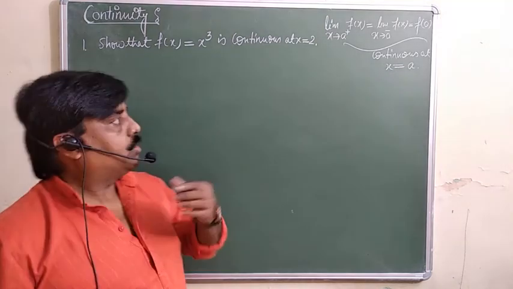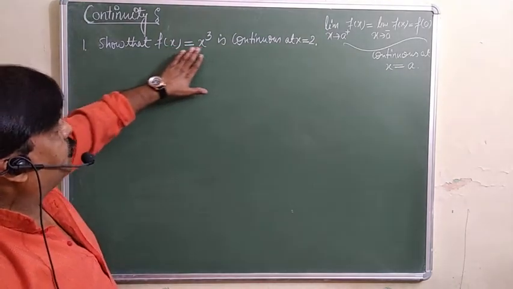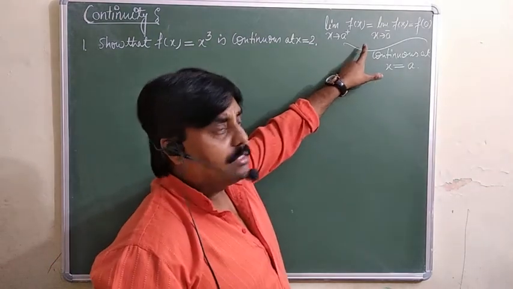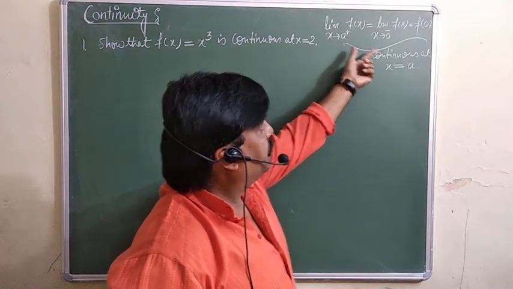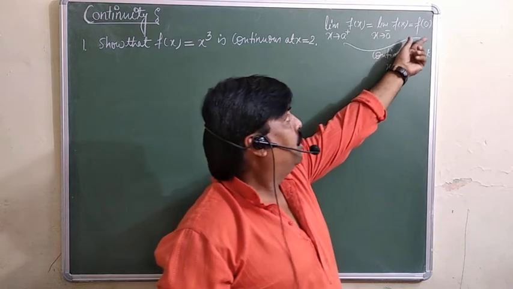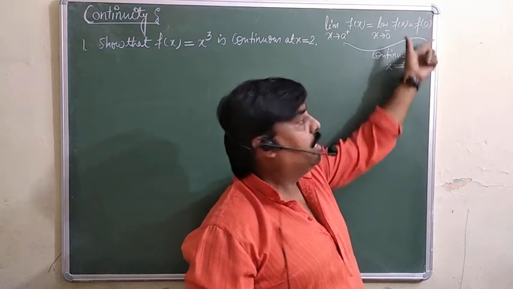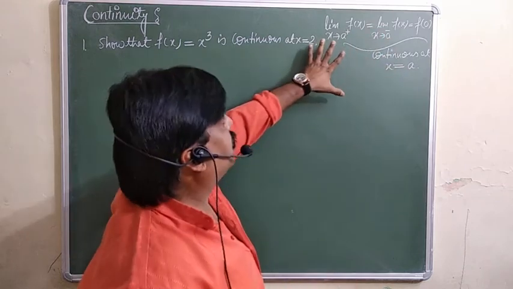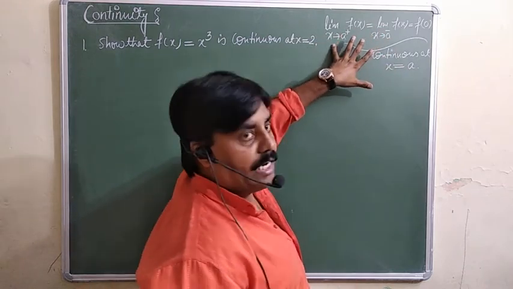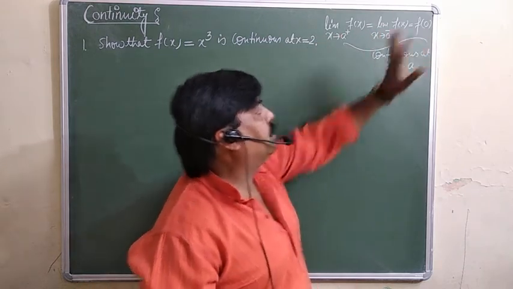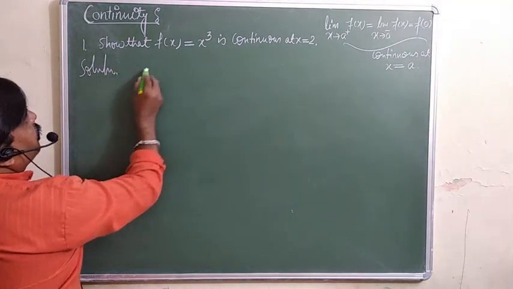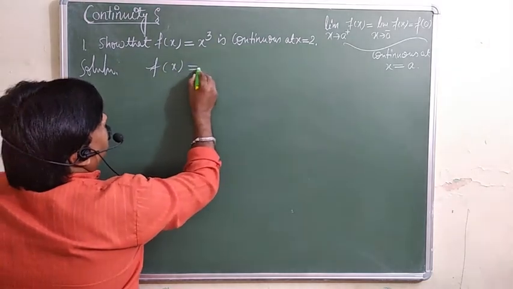Okay, now the question. Show that f(x) equal to x cube is continuous at the point 2. To be continuous, the right hand limit and the left hand limit must be equal to each other and to the value at the point. So we have to check the right hand limit, the left hand limit, and the value at the point. The solution: f(x) is equal to x cube.